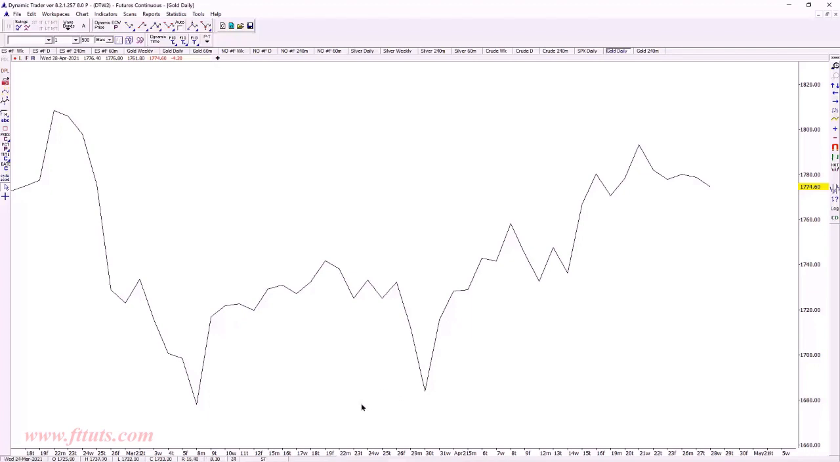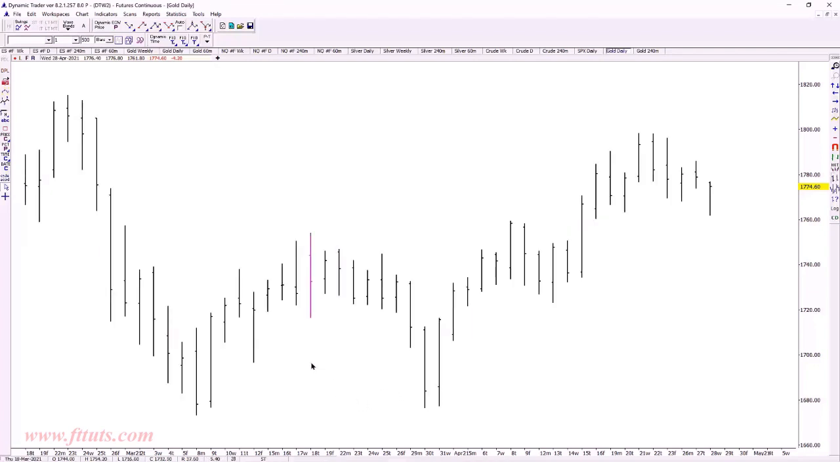Let me go back to get the full day's range on this data. Another way to look at this data is to look at the intraday data.